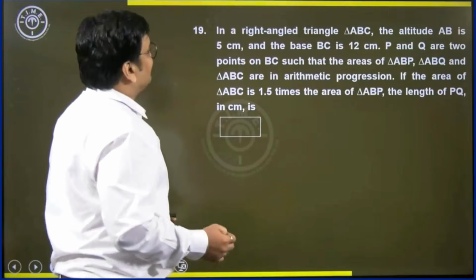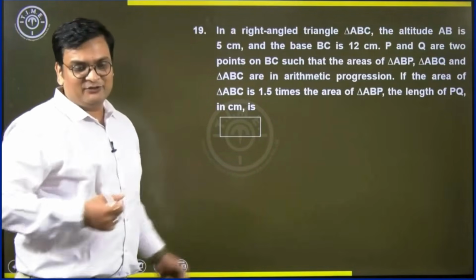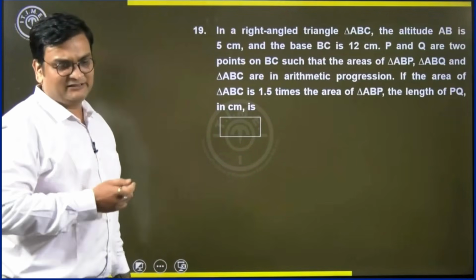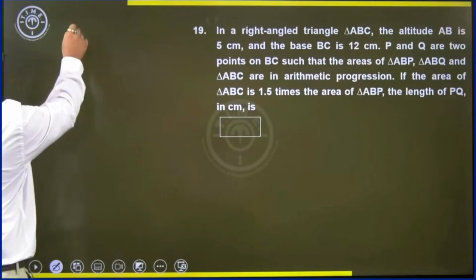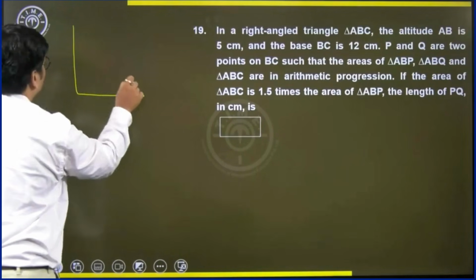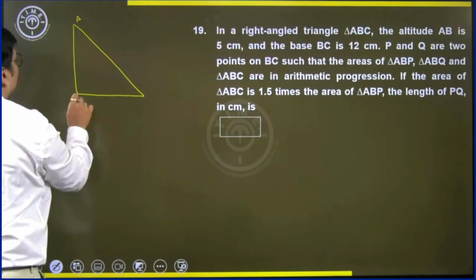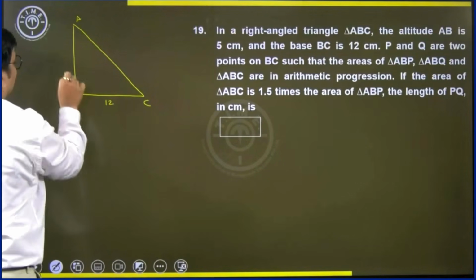It says in a right angle triangle ABC, altitude AB is 5 centimeters and the base BC is 12 centimeters. So, it is something like this. This is 12, this is 5.